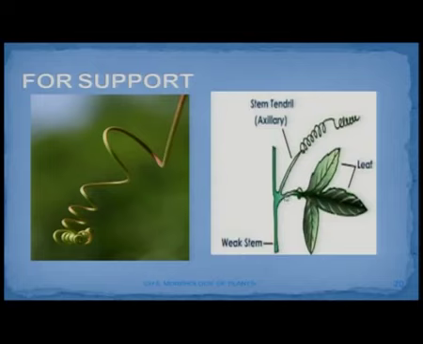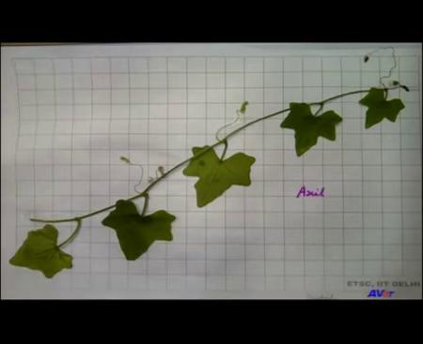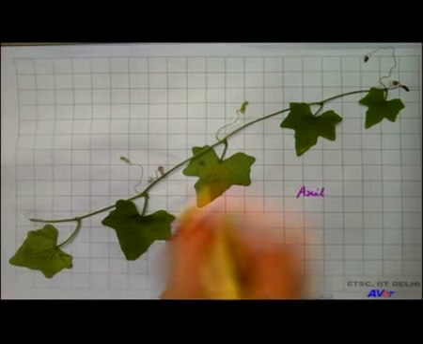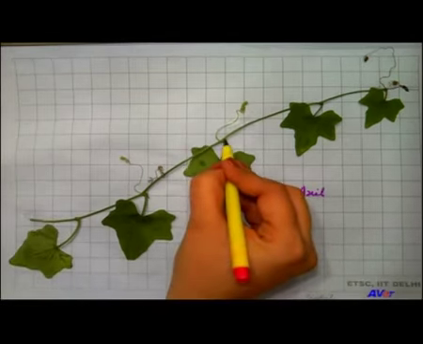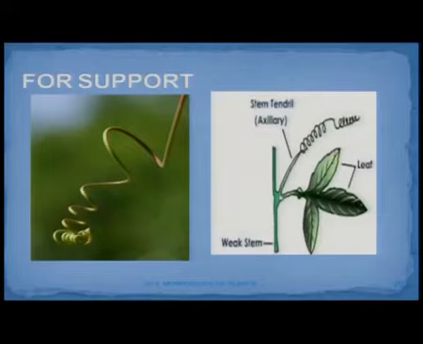Now, what I want to focus on here is the position of this stem tendril. Please see that this tendril is arising from the axil. I just talked about the axil in the earlier slide, the position between the petiole and the stem. So, stem tendrils, which are modifications of stems, always arise from the axillary bud.